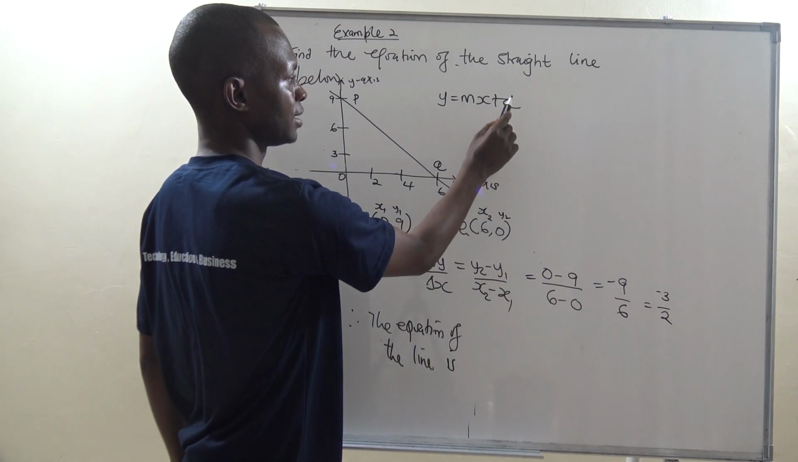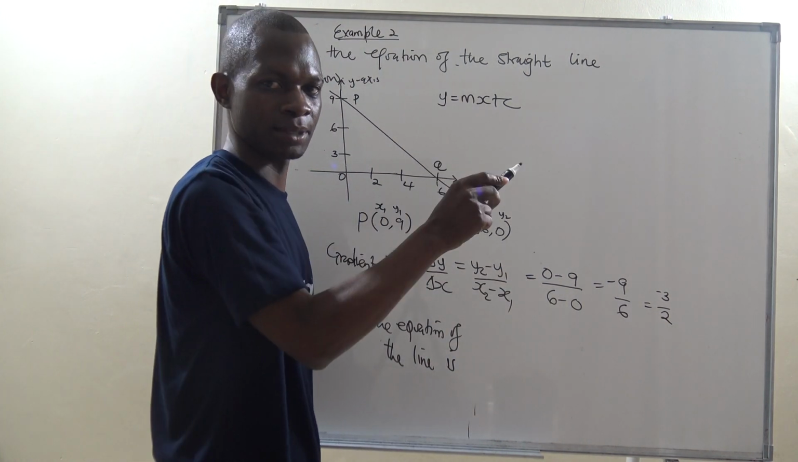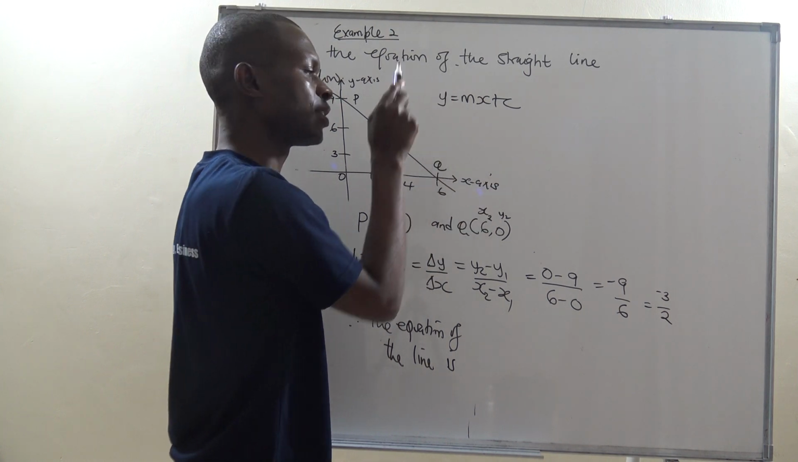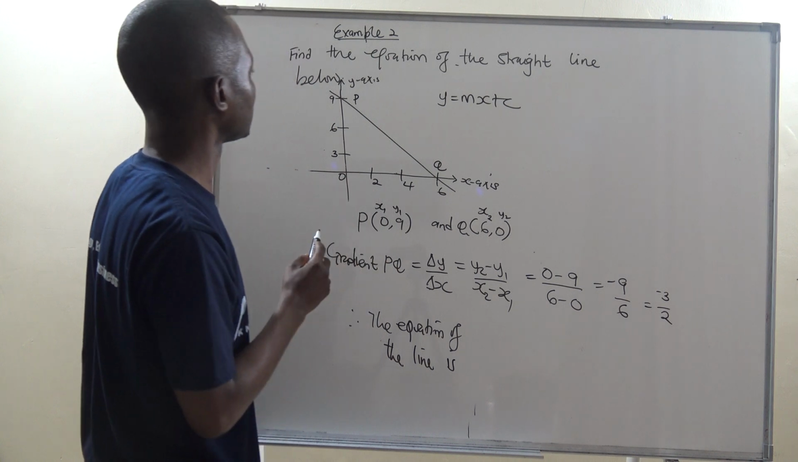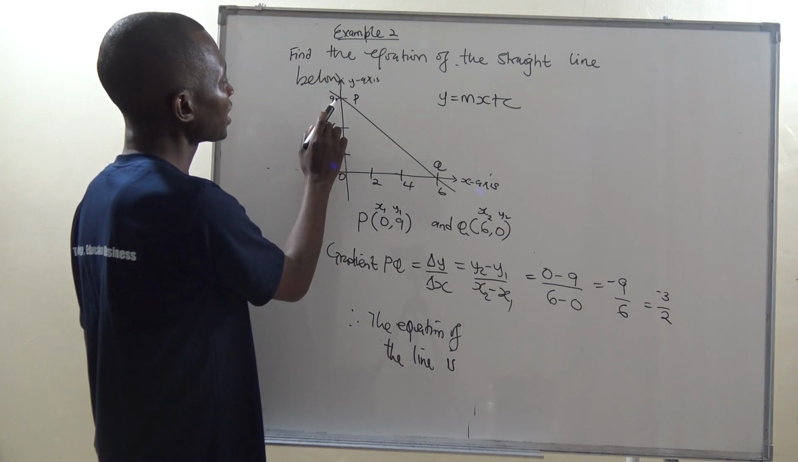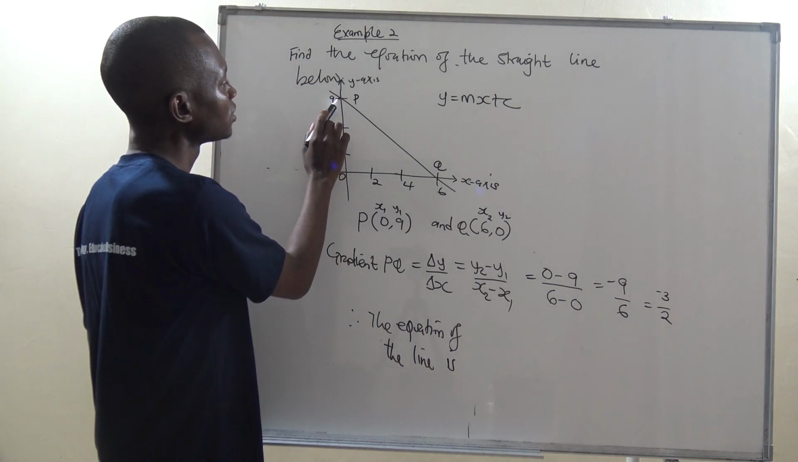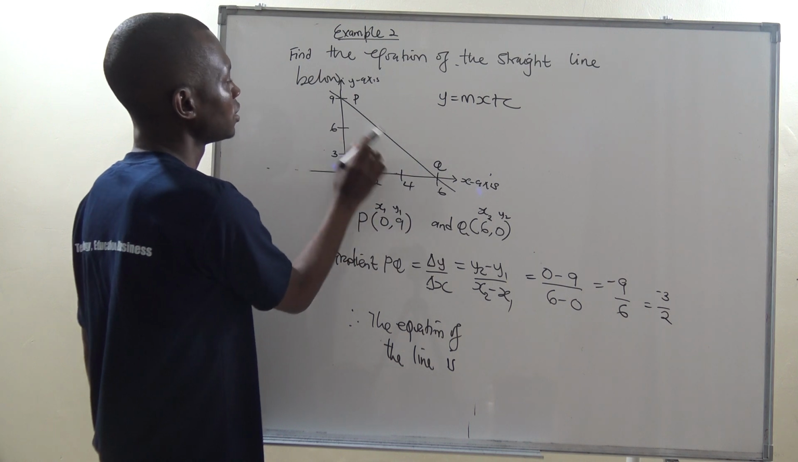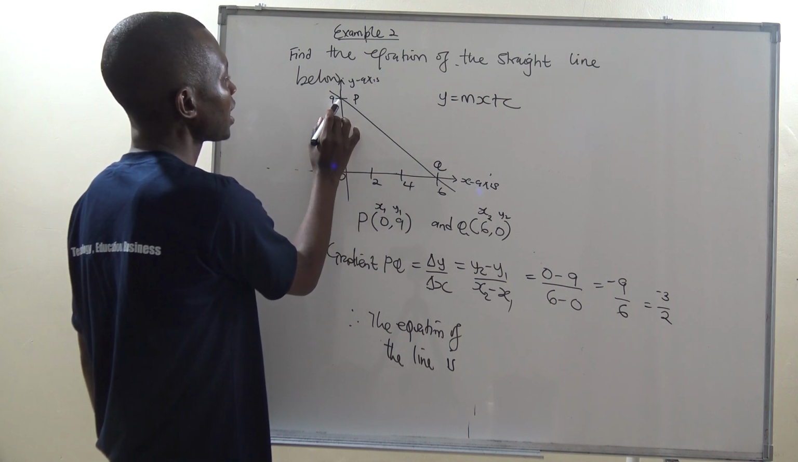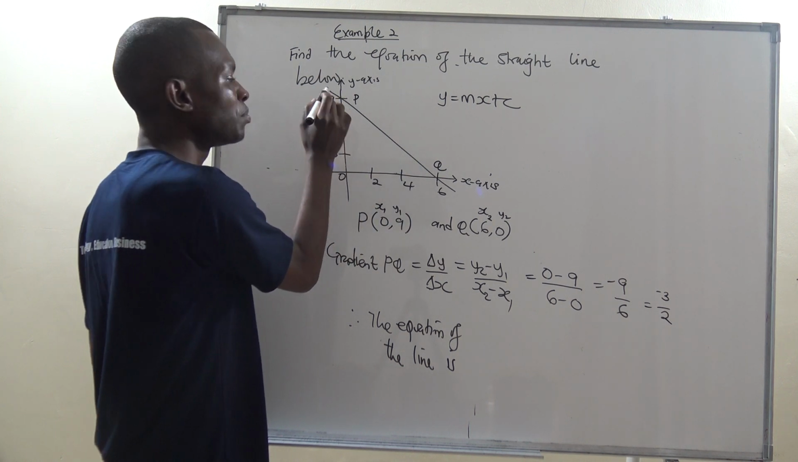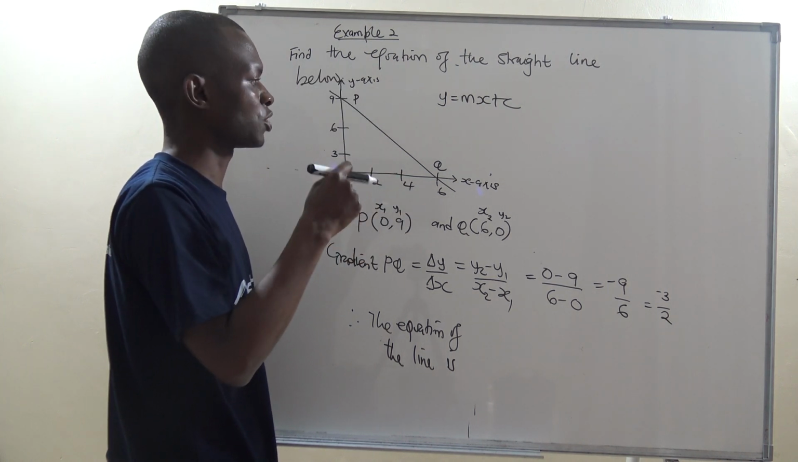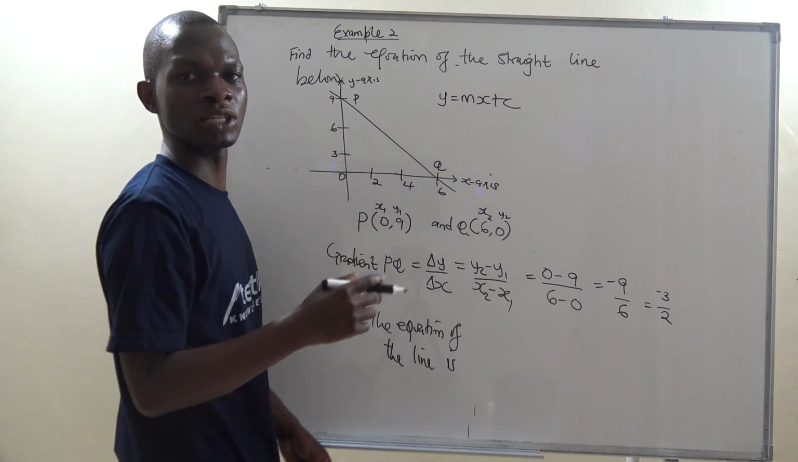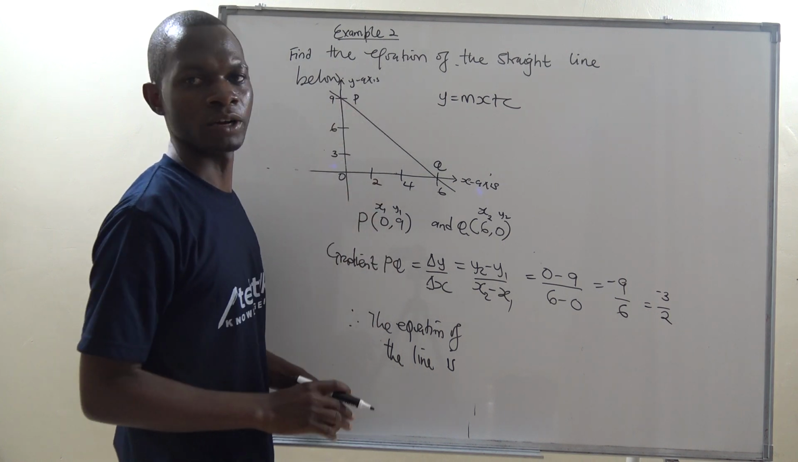Our c, we said, is the y-intercept, where the line cuts the y-axis. Where is the line cutting the y-axis? The line is cutting the y-axis at 9. That one becomes our c. This time we are not going to calculate c. We shall just see it because the diagram was given in the question.